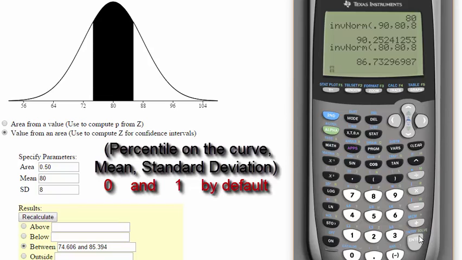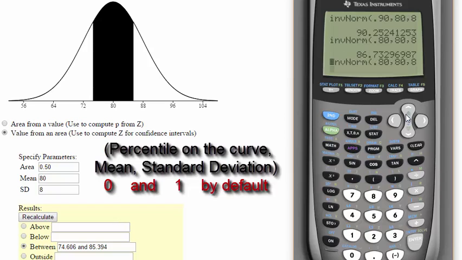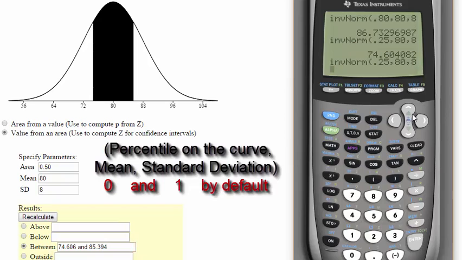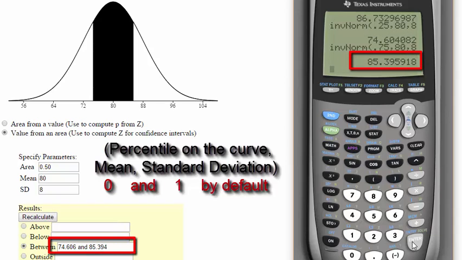Now, going over to the calculator, we can find the points. Let's go ahead and pull back up what we've written in and change it to find the 25th percentile, which is Q1 and where we would start the interquartile range. The 25th percentile on this curve is a score of 74.6. We can pull back up the command with second entry and do the inverse norm again and find for ourselves the 75th percentile. As you'll notice, the 75th percentile is 85.39, matching exactly what the applet has given us.